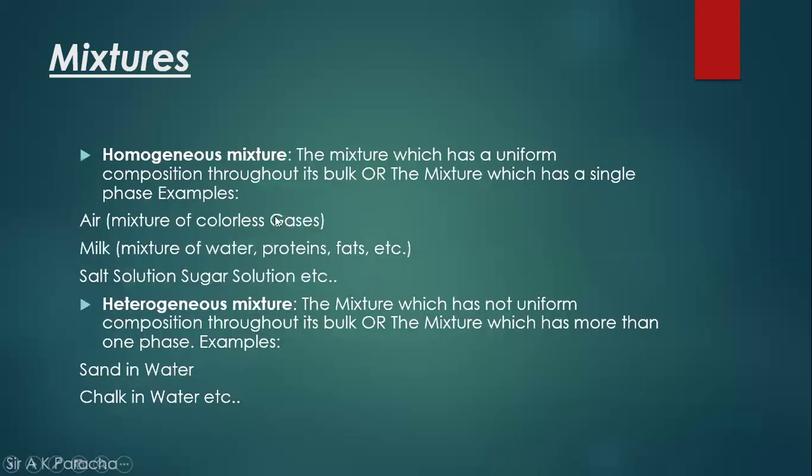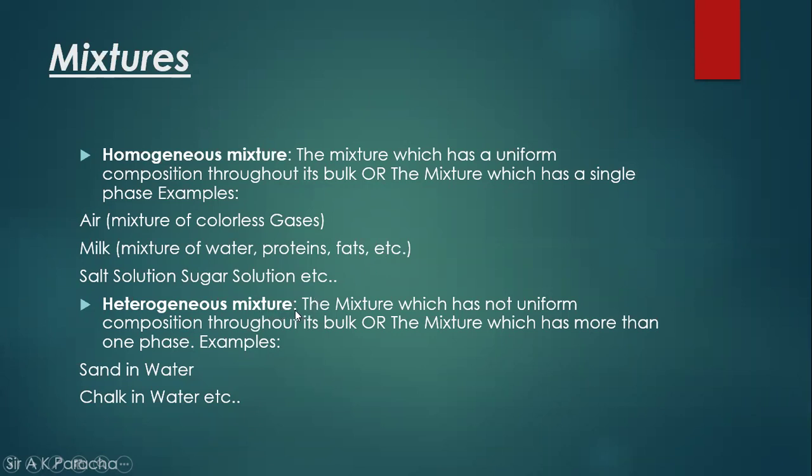The types of mixtures, as we discussed: homogeneous mixtures are mixtures which have a uniform composition throughout their bulk, or mixtures which have a single phase. For example, air and milk are homogeneous mixtures. A solution of sugar or salt is homogeneous as well.